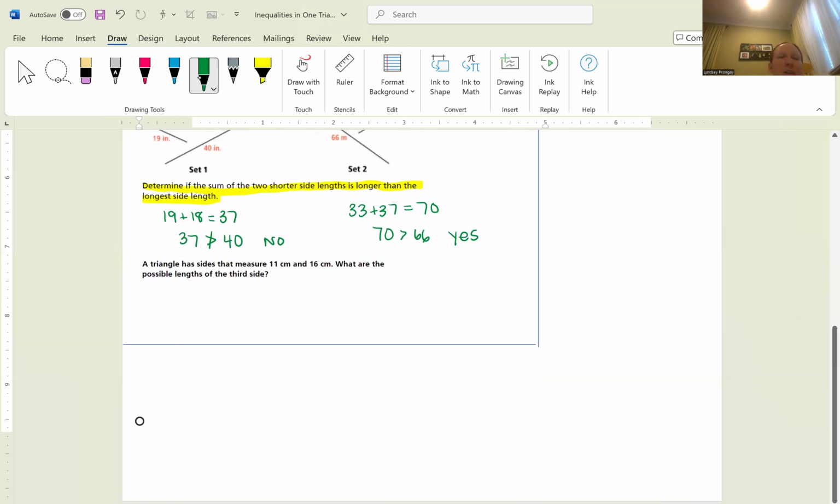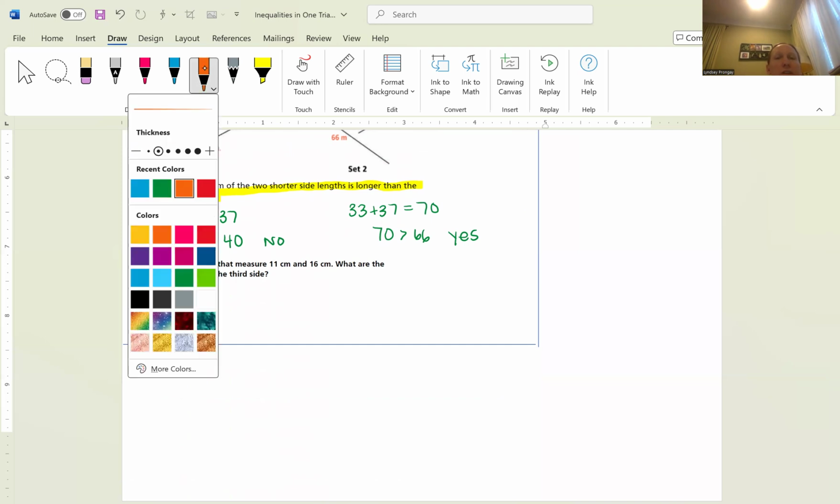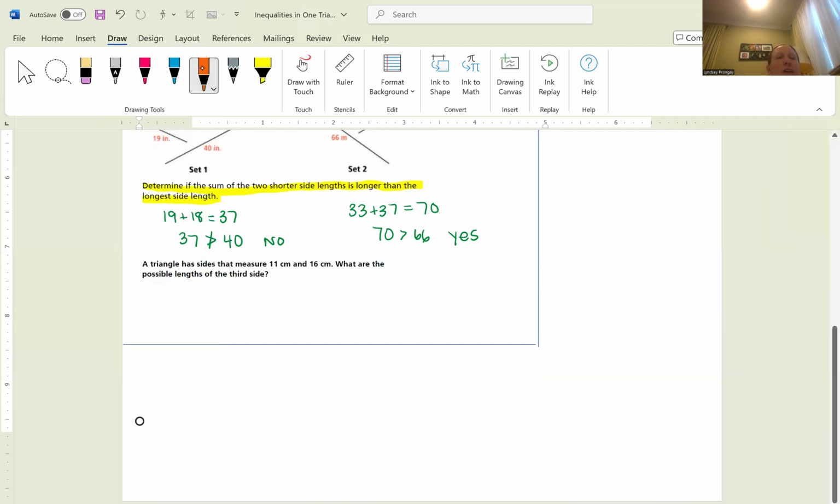A triangle has sides that measure 11 centimeters and 16 centimeters. What are the possible lengths of the third side? So there's going to be a range of things. What is happening here is there are two scenarios. The 16 that we're given could be the biggest side, which means there's some other smaller one along with the 11. Or the two sides we are given, the 11 and the 16, are actually the smaller sides, and there's a bigger third side that we don't know.